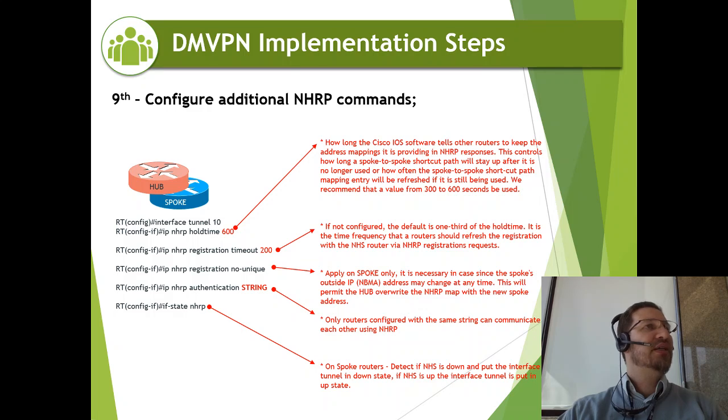Authentication string: only routers configured with the same string can communicate with each other. And IP NHRP event-publisher, or NHRP state: this on the spoke routers detects if the next hop server is down and puts the tunnel interface down. When it detects the next hop server is up, it puts the interface in up state again.